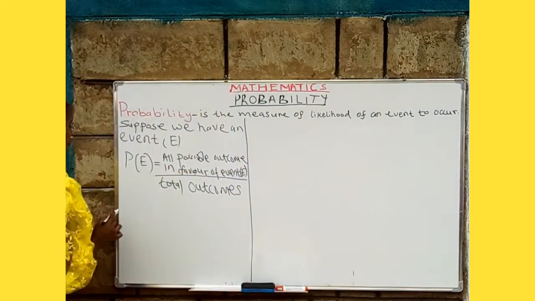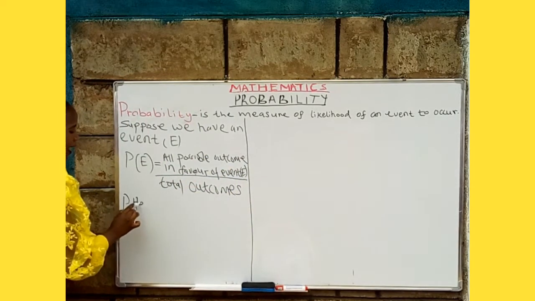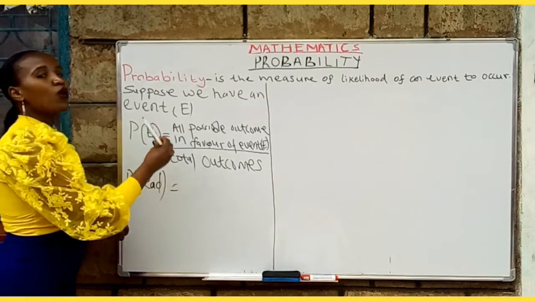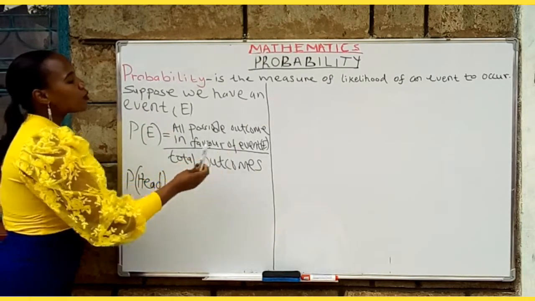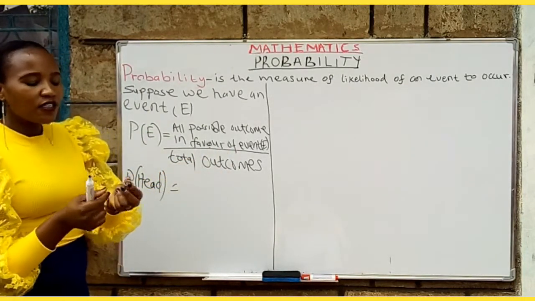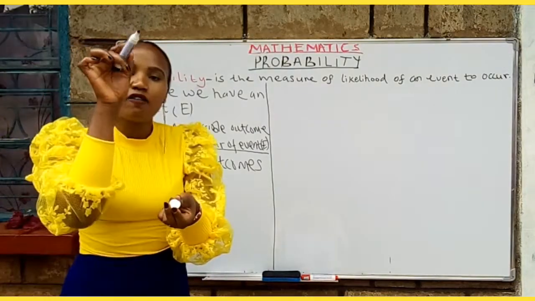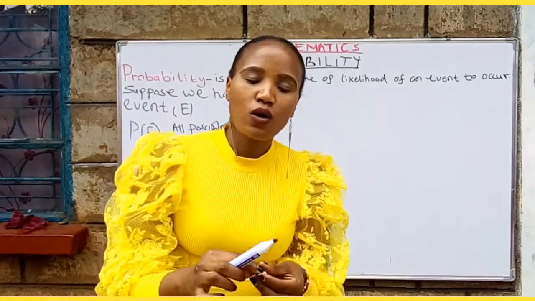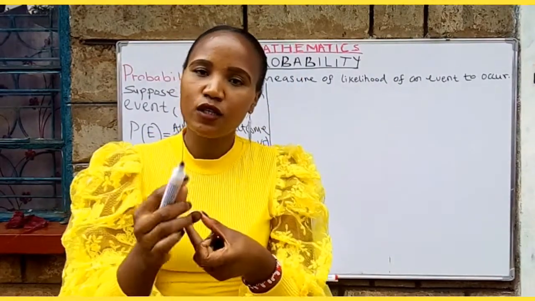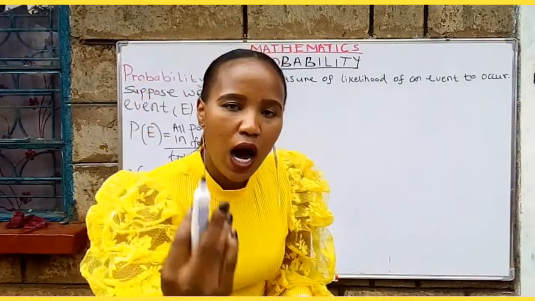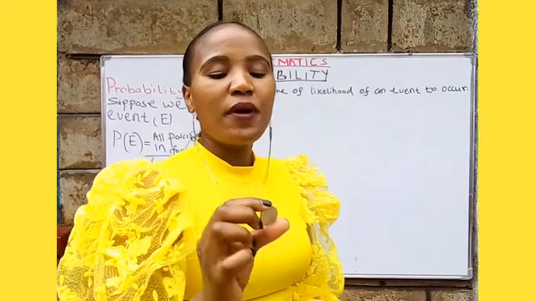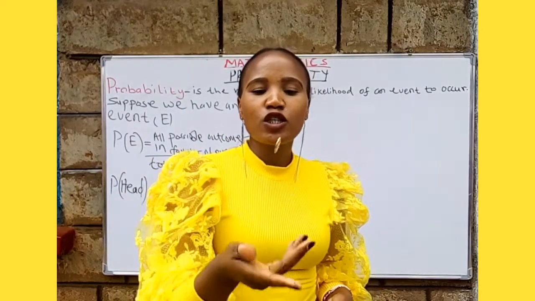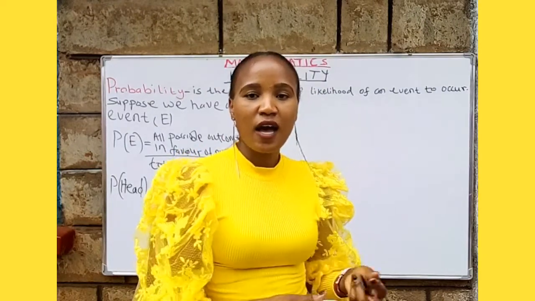Now in the case of a coin, we are supposed to get either a head or a tail. So if we were to find the probability of getting a head, we are going to have all possible outcomes that are in favor of the head, and we only have one out of the total possible outcomes. So we have the head and the tail, two possible outcomes. So the probability of getting a head when a fair coin is tossed is half.